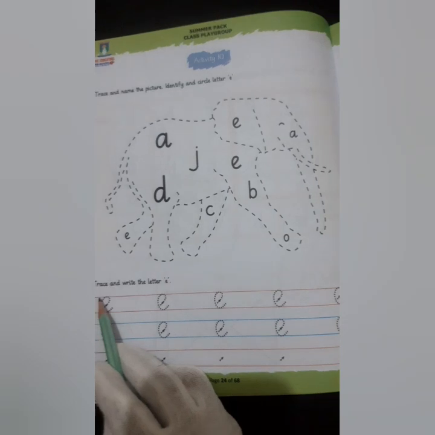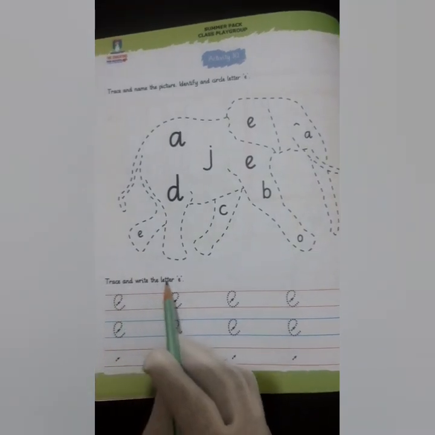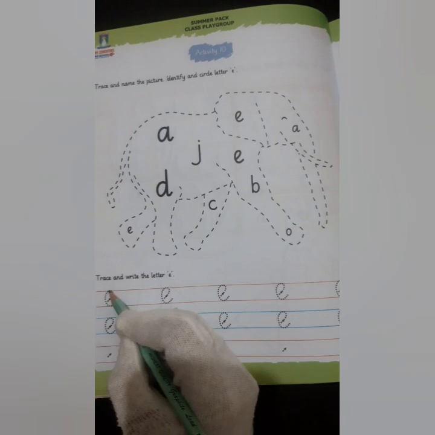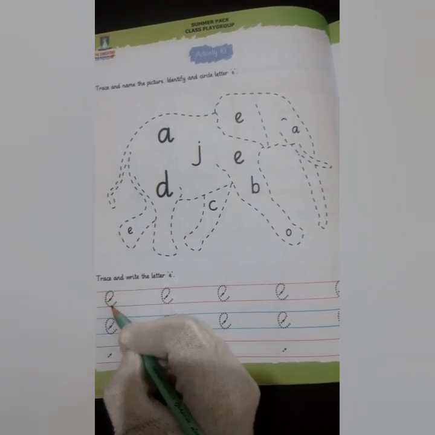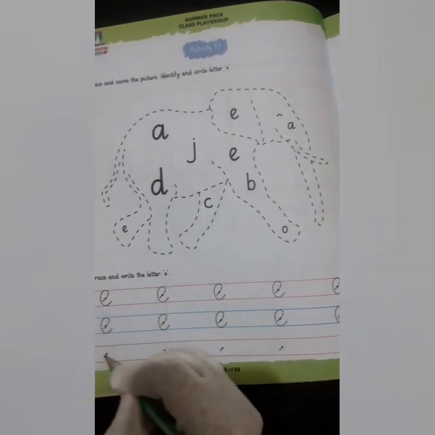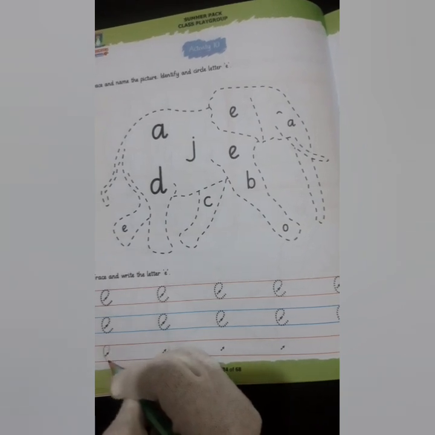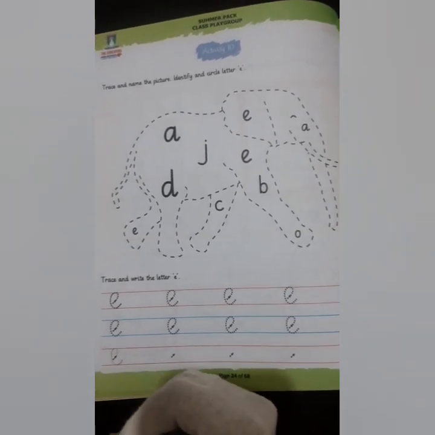Okay. Then trace and write the letter E. You will trace the letter from the arrow and it's E. Then you will write here the letter E with the help of your mother like this. Okay.